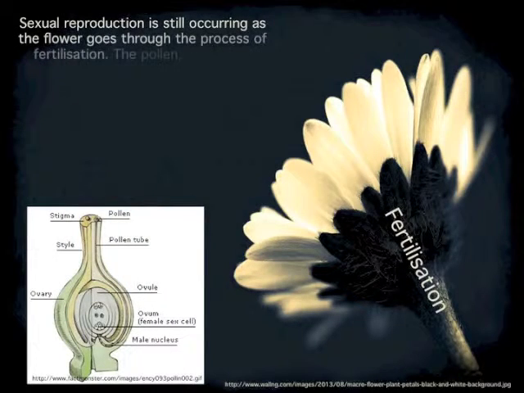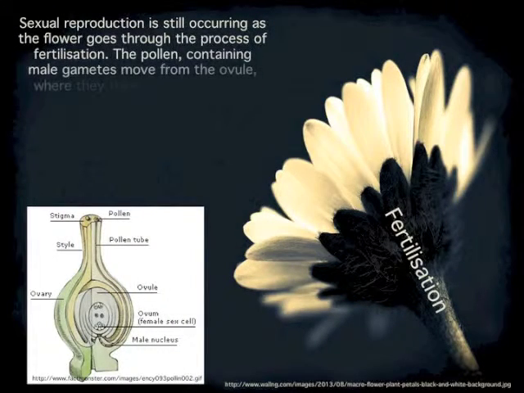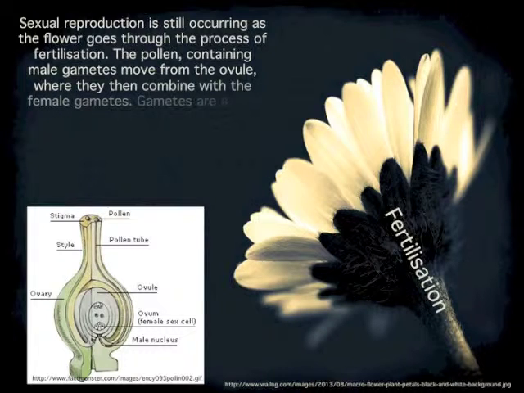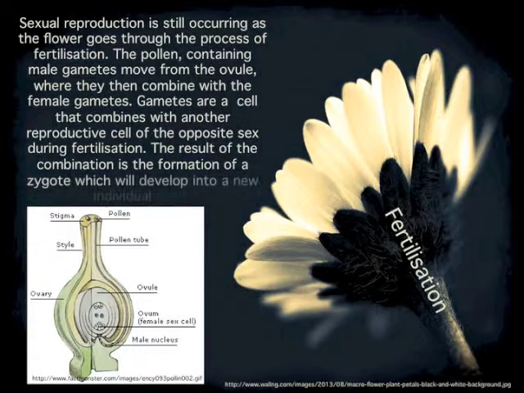Sexual reproduction is still occurring as the flower goes through the process of fertilization. The pollen, containing male gametes, moves to the ovule, where they then combine with the female gametes. Gametes are cells that combine with another reproductive cell of the opposite sex during fertilization. The result of the combination is a zygote, which will develop into a new individual plant.